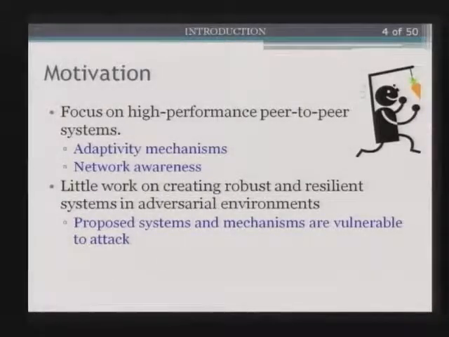So with this large growth in peer-to-peer networks and overlay networks, there's been a focus on getting these out in the public and getting them to be high performance and well liked by users. This includes working on things such as adaptivity mechanisms and network awareness and incorporating these into peer-to-peer systems. However, there's been little work on creating robust and resilient systems in adversarial environments. Oftentimes, these systems are designed to be deployed in benign environments where all the nodes cooperate, and the proposed systems and mechanisms are vulnerable to attack.